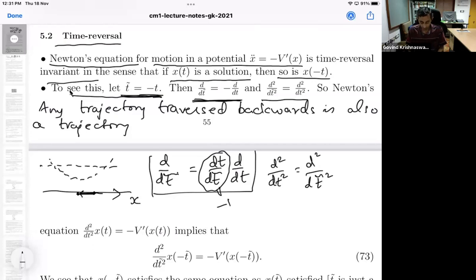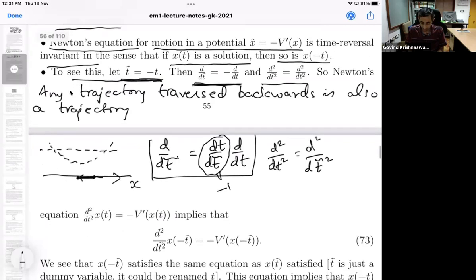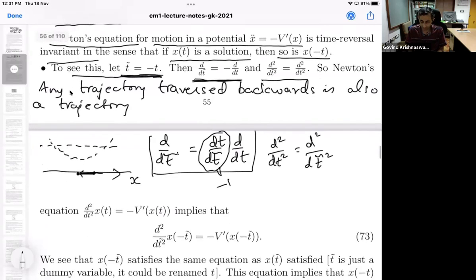All right, and therefore now let us look at Newton's equation, which says that the second derivative of x of t is equal to minus v prime of x of t. Okay. Now let us rewrite in terms of x tilde. The second derivative we have just observed is the same. So I can replace d squared by dt squared by d squared by dt tilde squared.